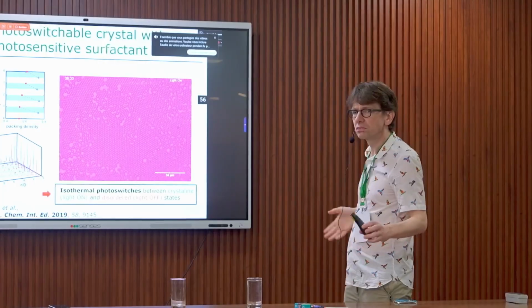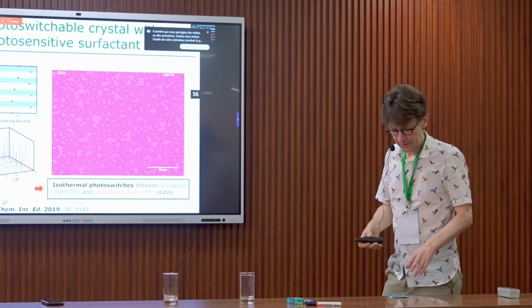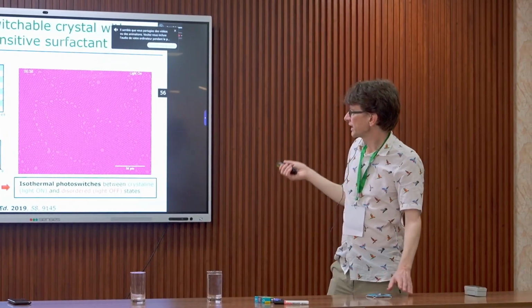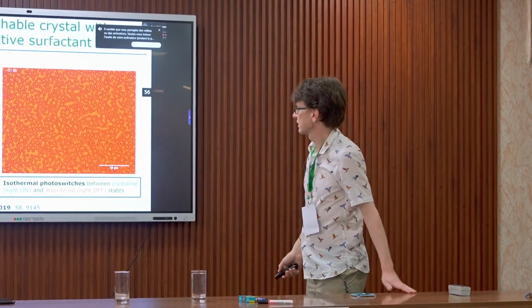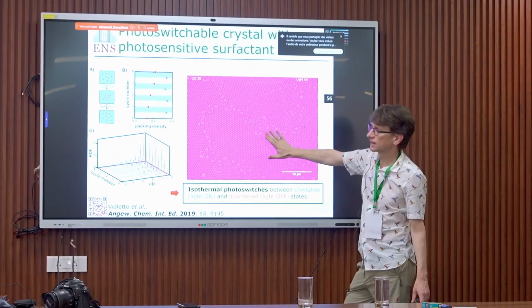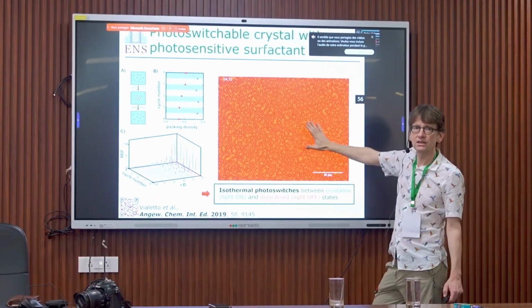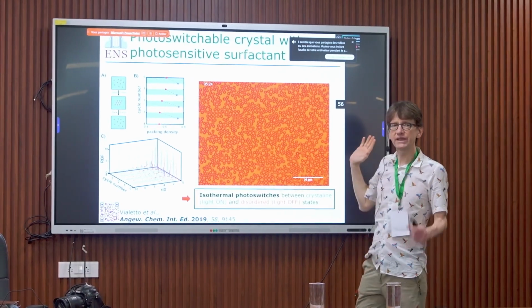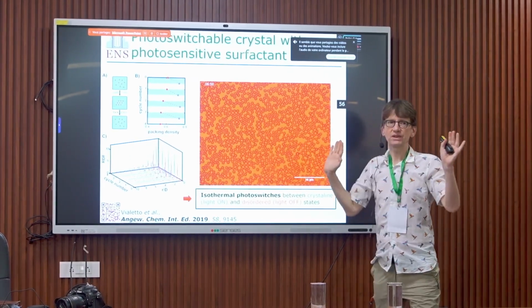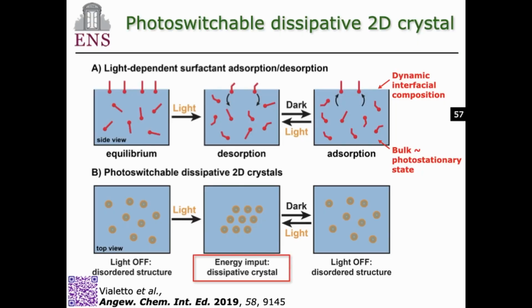So you can switch. Well, it's always nice when you do photo control. But what I think is very interesting in the system is that, in fact, this crystalline state is consuming energy. So it's a crystal that needs energy to exist. As soon as you remove its food, it goes back to the disordered state. So in fact, you have a dissipative assembly. You have a dissipative crystal like living systems.